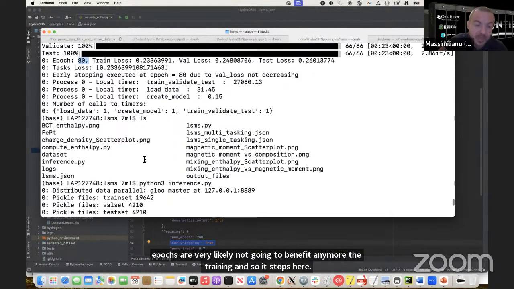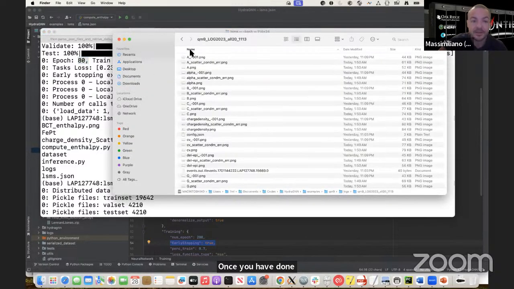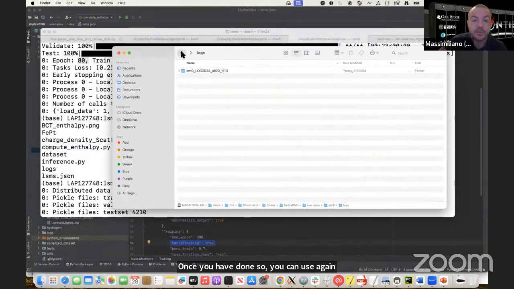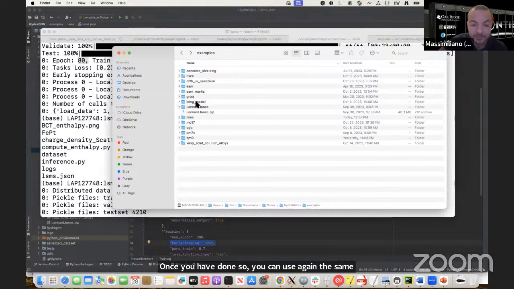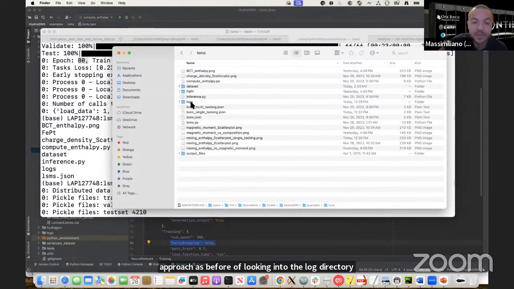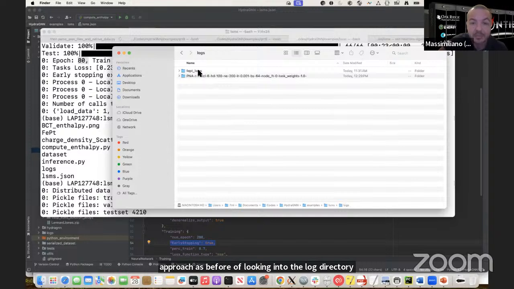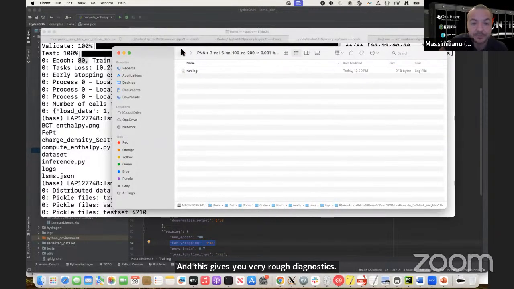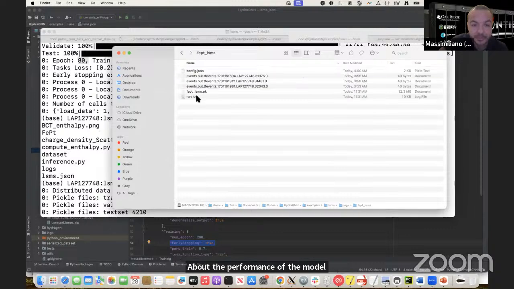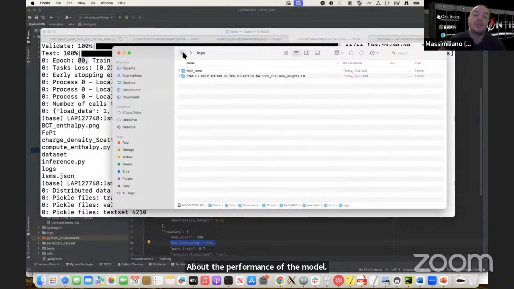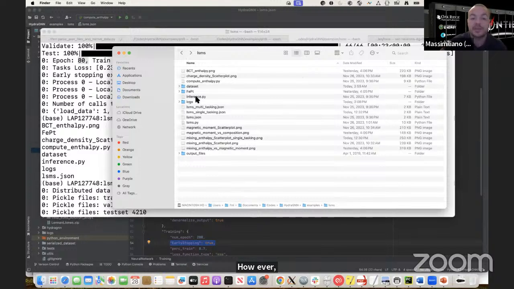Once you have done so, you can use, again, the same approach as before of looking into the log directory. And this gives you very rough diagnostics about the performance of the model. However, in this case, I want to show you that you can also preload the already trained model and build some fancier plots in order to make the plots ready for publication in a manuscript.